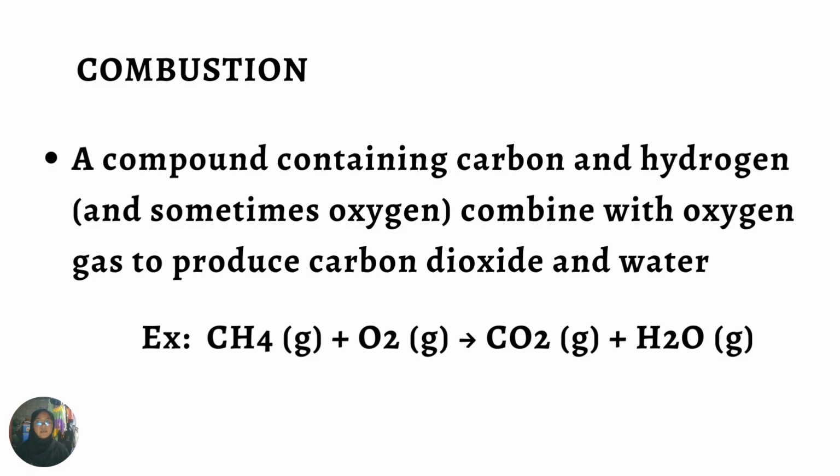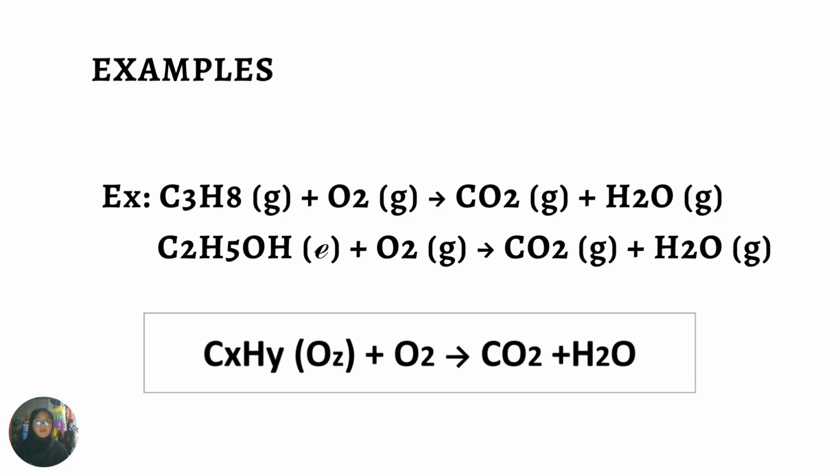Now, we can start with different things in a combustion reaction. As it says here, the compound usually contains carbon and hydrogen. So here is another example of a combustion reaction. This one starts with C3H8, which is the chemical formula for propane, another type of natural gas, and just like with this reaction, we combine C3H8 with oxygen gas, which is O2, and that gives us carbon dioxide and water, CO2 and H2O.